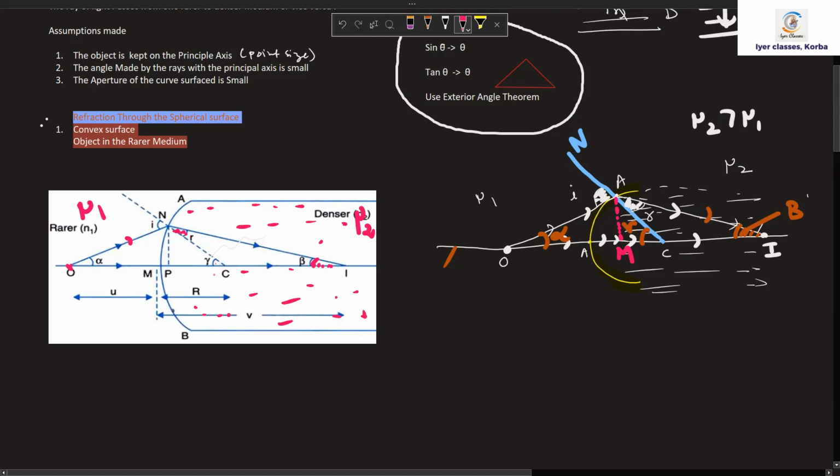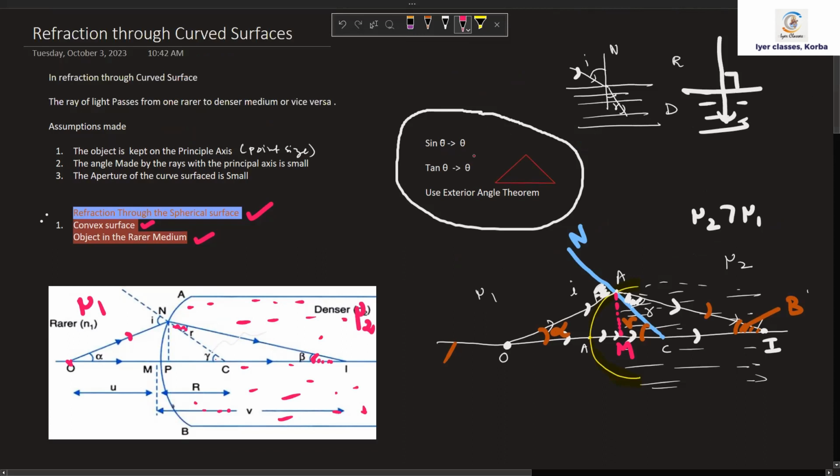Yes, ma'am. Okay, now this is a special case in which the refraction is happening through a spherical surface. The surface here is convex and the object is in the rarer medium. Now, there are certain conditions which I'll be making. That is, I'm going to take theta to be very small. So sine theta can be taken as theta, tan theta can be taken as theta, right? You know this or not? Yes, ma'am.